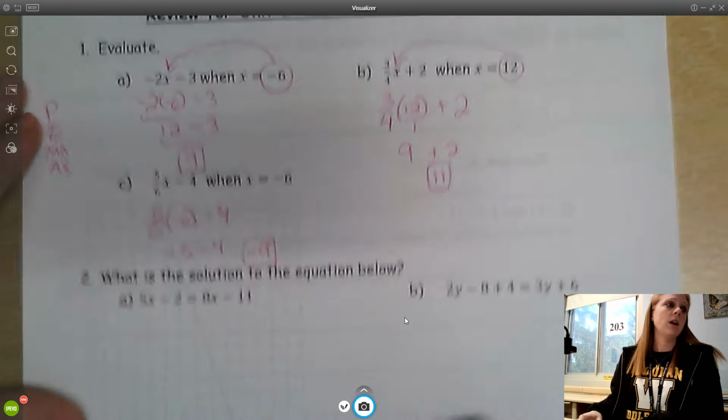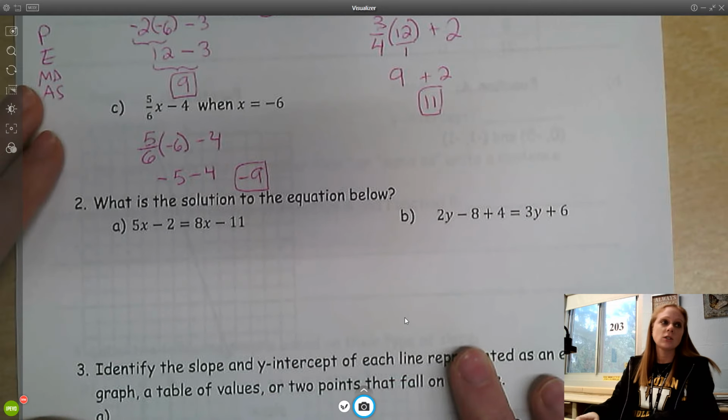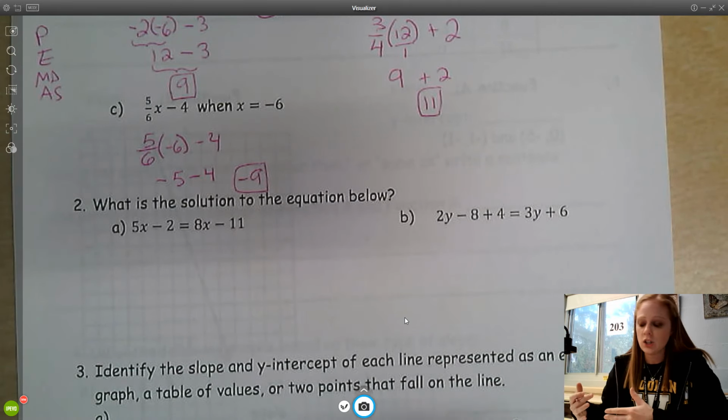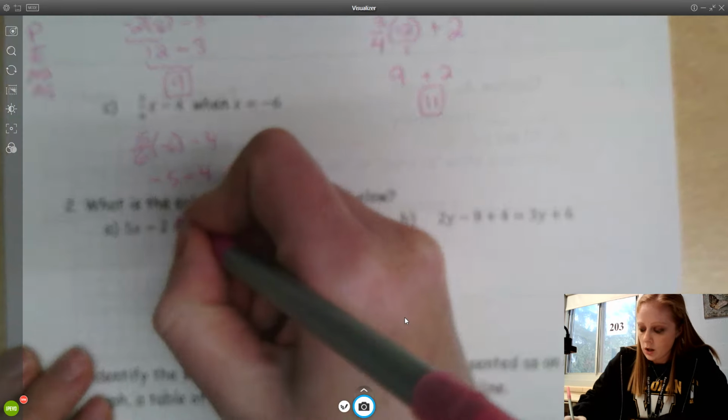Okay, let's move on. Now we have to solve. So that was evaluating expressions. Now we need to solve. When you're solving for x, you're going backwards. You're undoing the operations in the equation to figure out what that missing piece is that we started with. So let's keep that in mind.